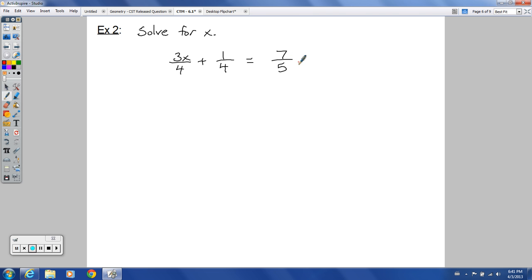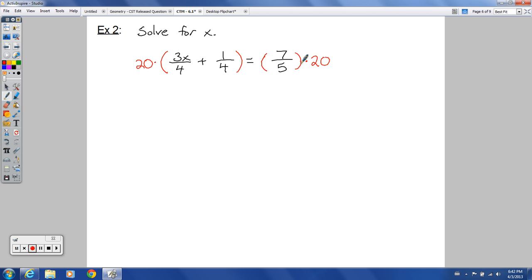You can't just multiply by 5, because that's not going to get rid of the 4's. And we can't just multiply by 4, because that's not going to get rid of the 5. So if we multiply by the lowest common denominator, that will get rid of all the fractions. The lowest common denominator of 4 and 5 is going to be 20. And so I want to multiply both sides, everything, by 20. So I'm going to write that in here. This is going to be times 20, and I'll put this whole thing in parentheses. I want to multiply everything times 20.